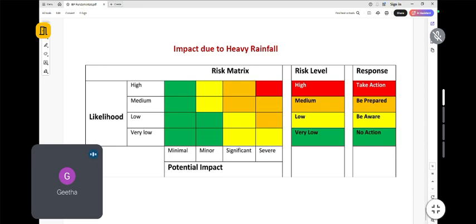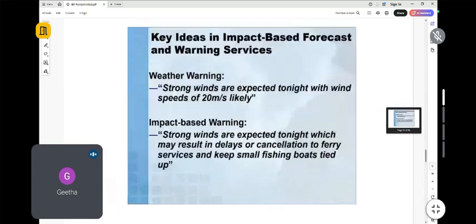The risk level is very low, low, medium, and high. Accordingly, the response level: very low means no action, low means be aware, medium means be prepared, high means take action. These are the kinds of situations we have to prepare for and communicate. In addition to the weather, we have to give information about the impacts also in our bulletins. Very recently we started this in IMD for heavy rainfall and cyclones. Now heat waves also we are doing impacts. Slowly we are expanding our impact reports to several weather hazards. So that is some basic information about impact-based forecasting.